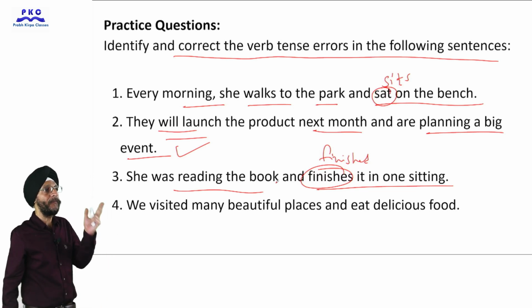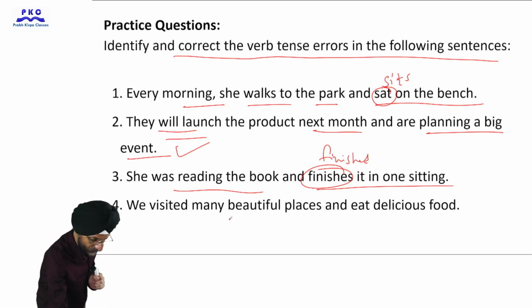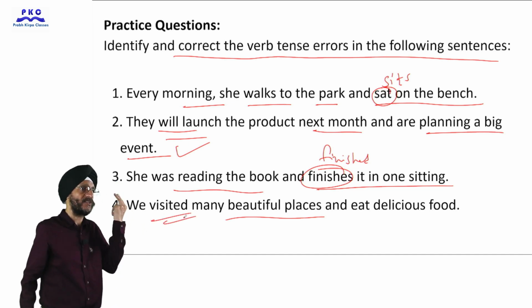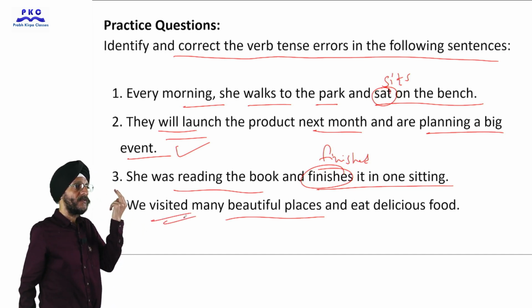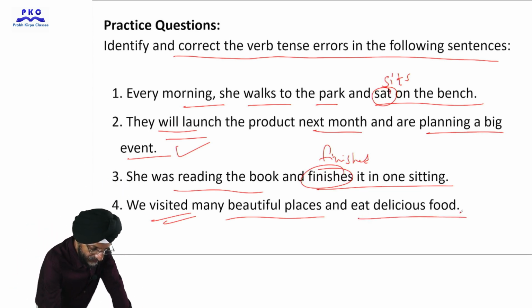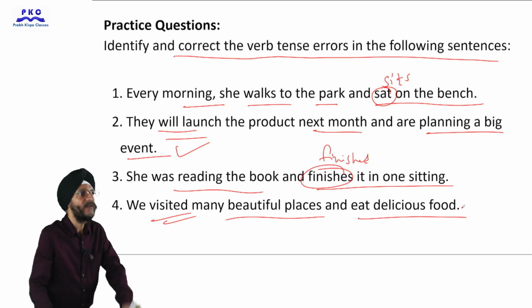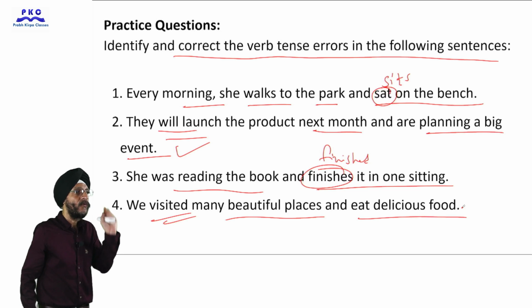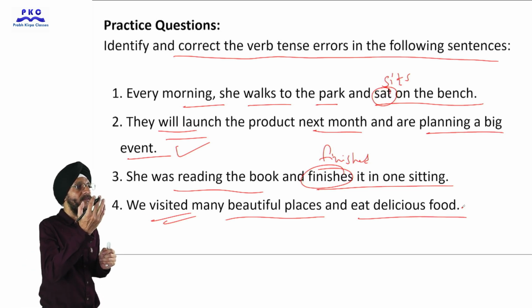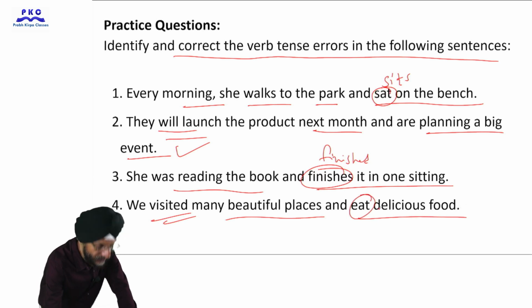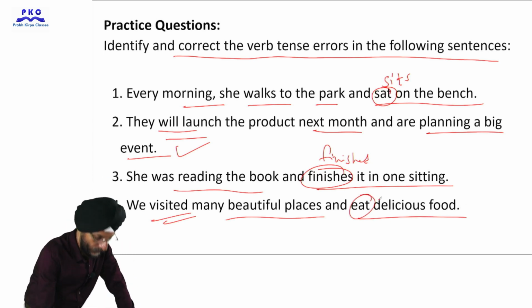We visited many beautiful places in the past, because we visited. Visited is past. Something happened in the past. And eat delicious food. When we visited those places in the past, we had taken the food in the past and "ate," not "eat." "Eat" is present tense. We ate delicious food.